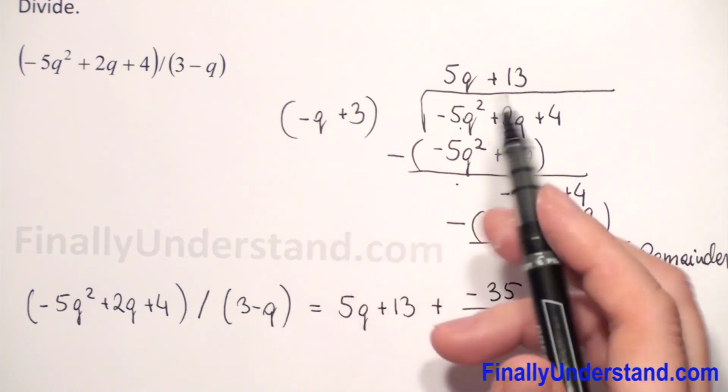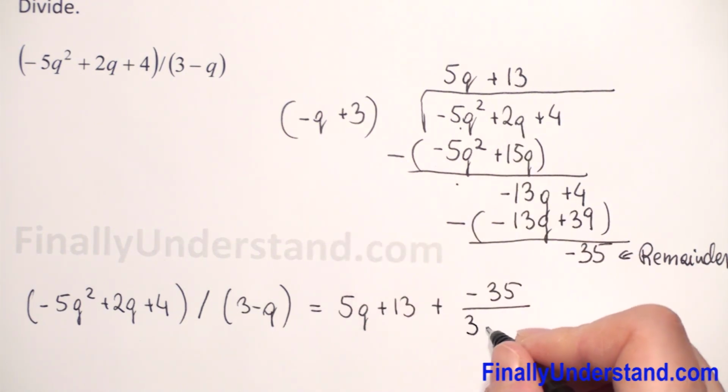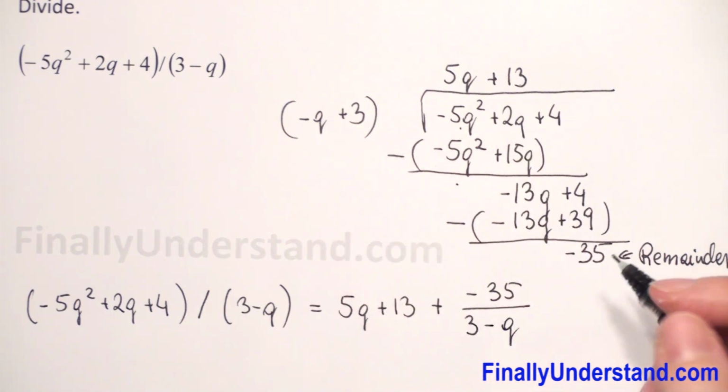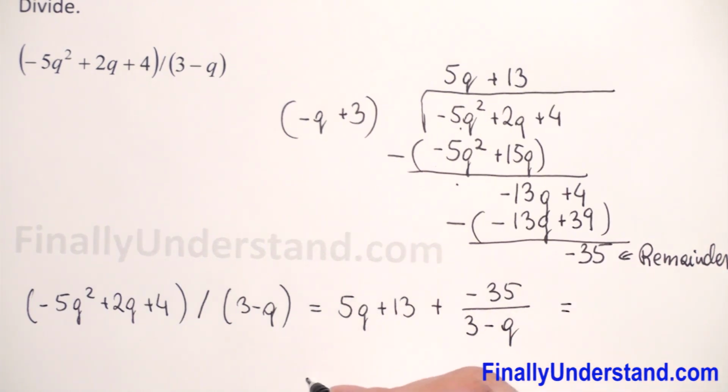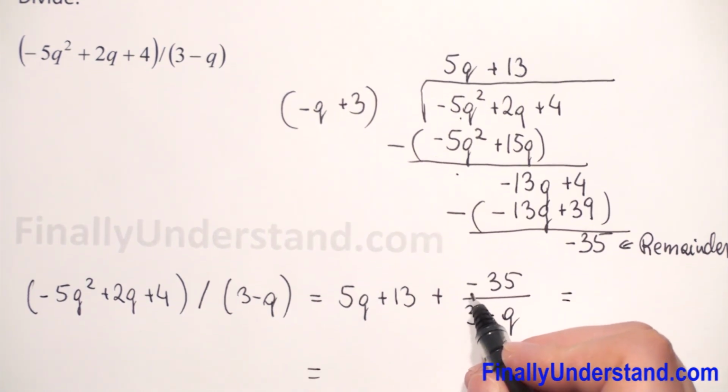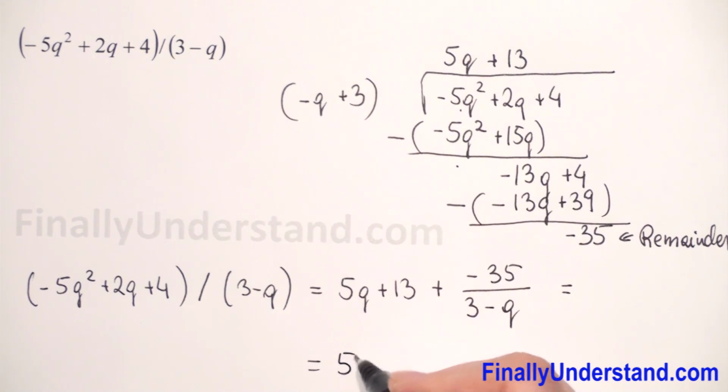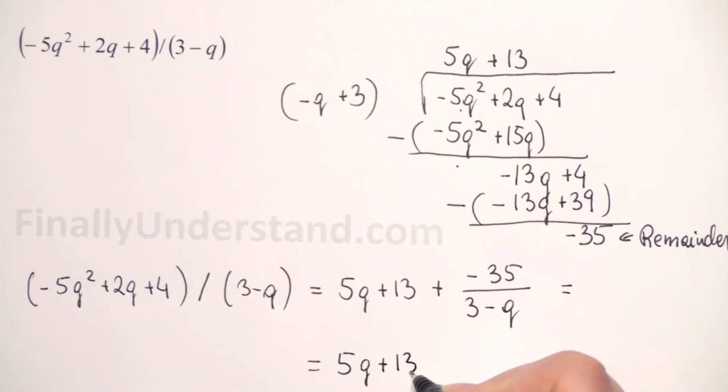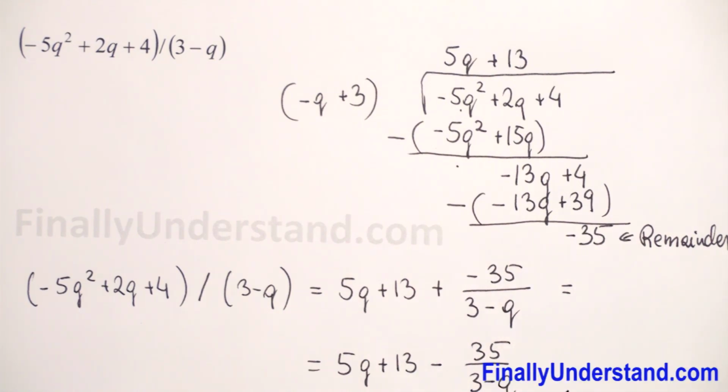I can change it, putting the positive number first and then negative q. We can rewrite this one more time because we have positive and negative, so it will be negative 5q plus 13 minus 35 over 3 minus q. This is my solution.